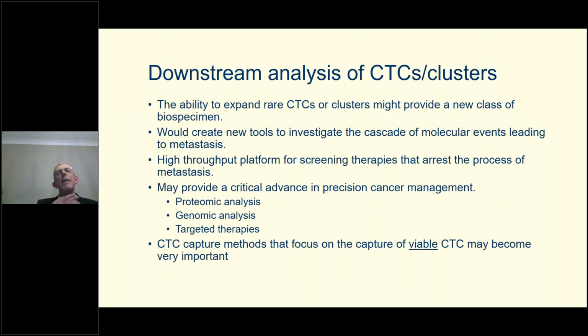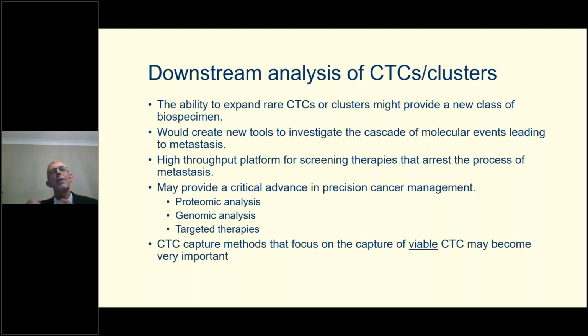So we've looked at a magnetic device, we've looked at a filter device, we've looked at a microfluidic device, and they all have slightly different methodologies and features. But I think the next step that we need to look at is what we want to do with CTCs and clusters subsequently to the identification, capture, and enumeration. I think, for example, the ability to do something biologically or research-wise or clinically with our CTCs post-isolation might provide a really useful new class of biospecimen.